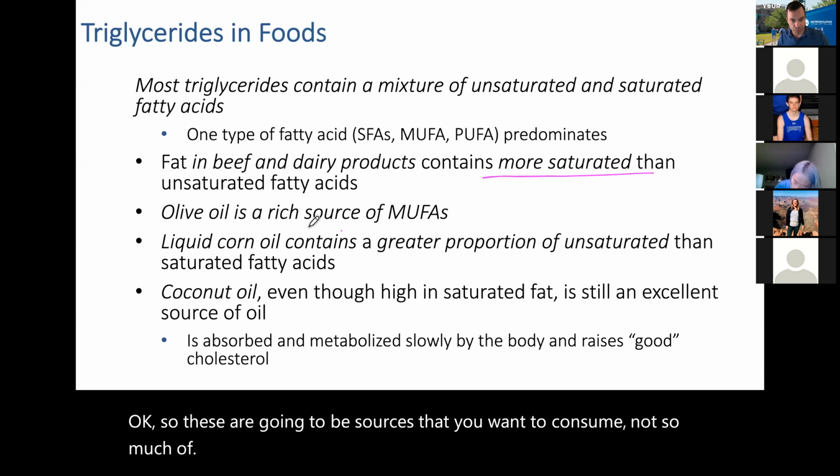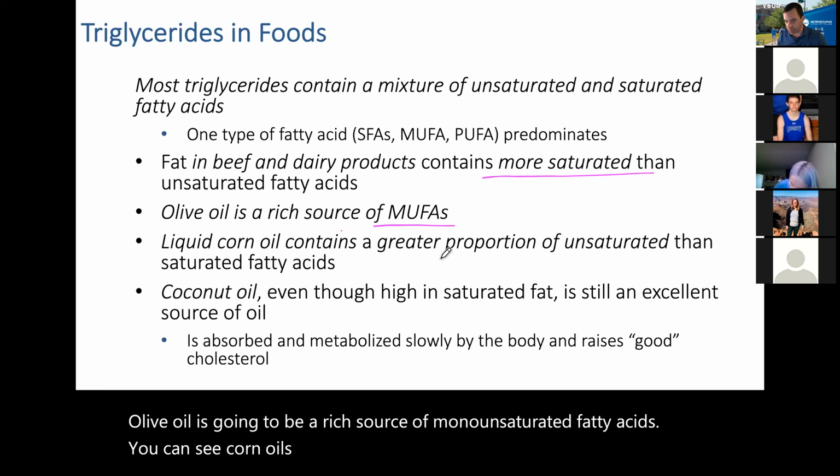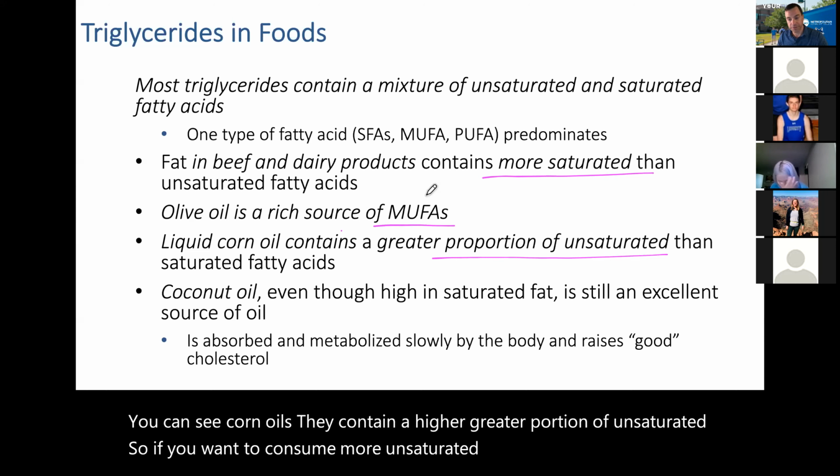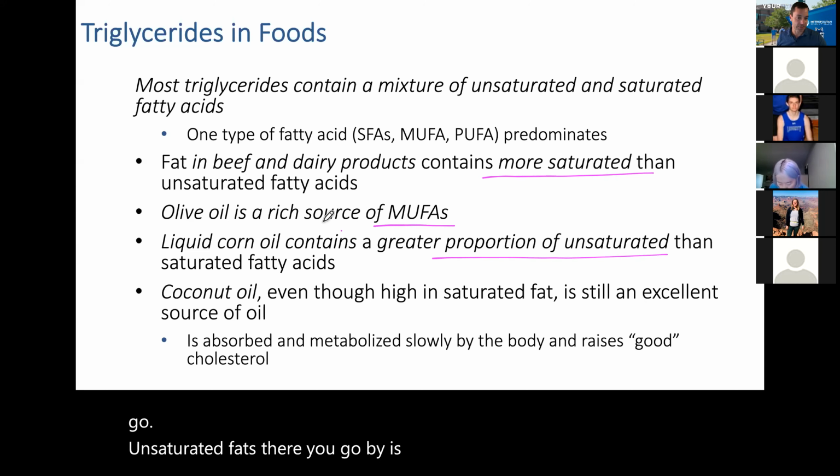Olive oil is going to be a rich source of monounsaturated fatty acids. You can see corn oils, they contain a greater portion of unsaturated. So if you want to consume more unsaturated fats, there you go. Why is olive oil so fantastic to cook with? There you go.